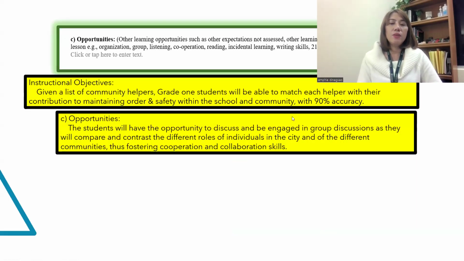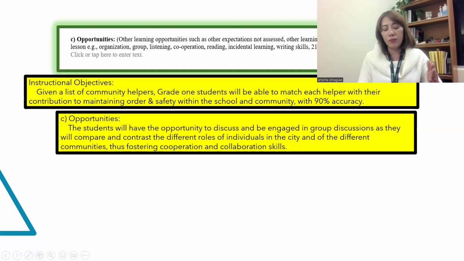So the next one would be in our UP lesson plan template, you're also asked to write and determine the opportunities you'll provide to students. If you notice, there's a prompt there. Just say, for example, for this particular objective that I have here, I might write, the students will have the opportunity to discuss and be engaged in group discussions, as they will compare and contrast the different roles of individuals in the city, of the different communities, thus fostering cooperation and collaboration skills.